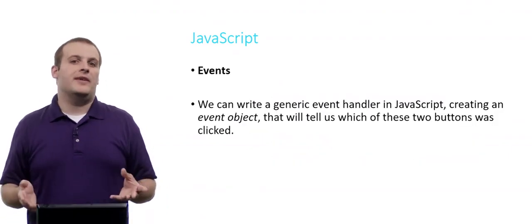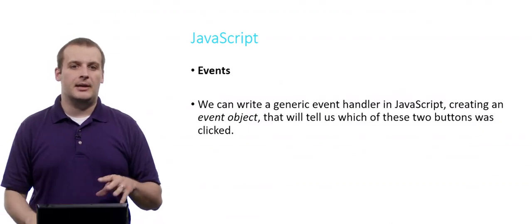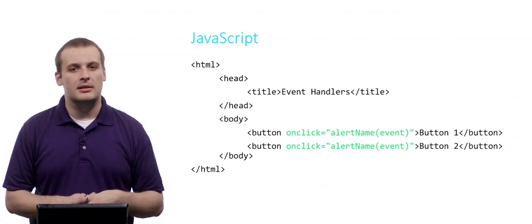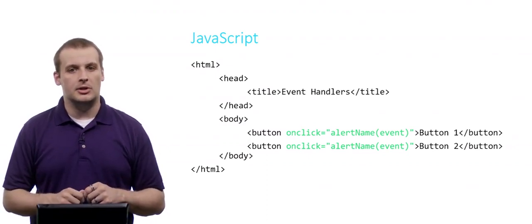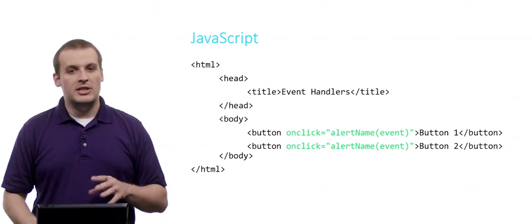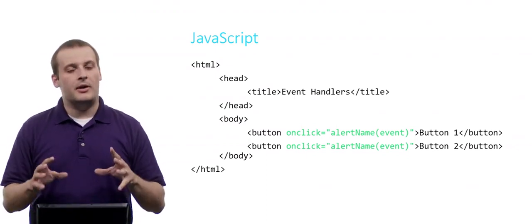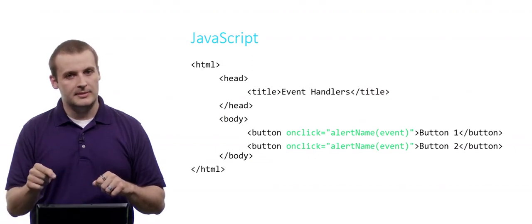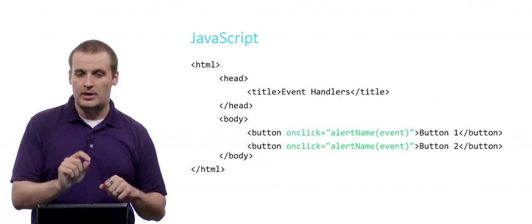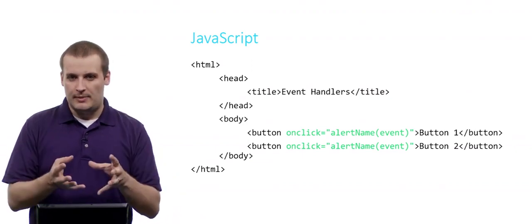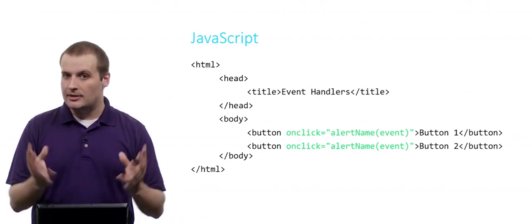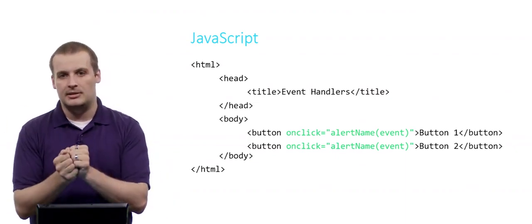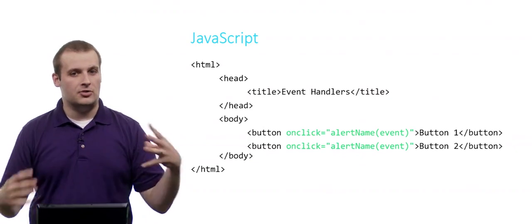We can write a really generic event handler in JavaScript, for example, that creates an event object and will tell us which of those two buttons was clicked. And it might look something like this. Button onClick equals alertName(event). If we do this, we have basically set up our HTML so that when either button 1 or button 2 is clicked, the alertName function will be called, and an event will be passed in. The event is automatically generated by the page, and it basically contains all of the information about what just happened. And from that information, we can extract more information.